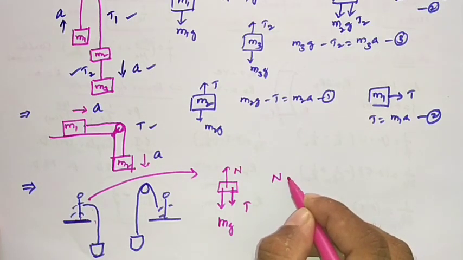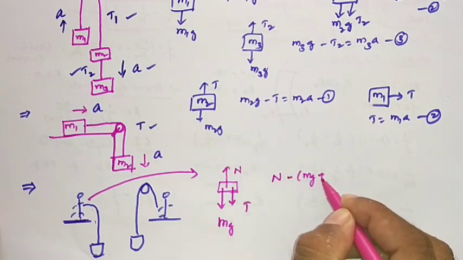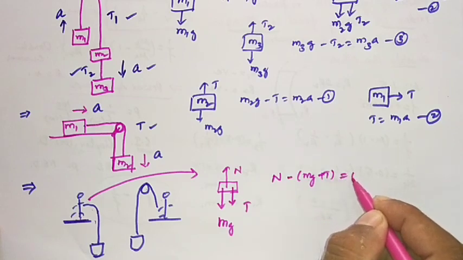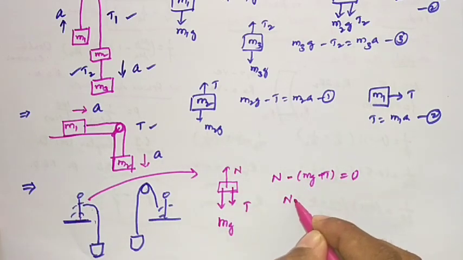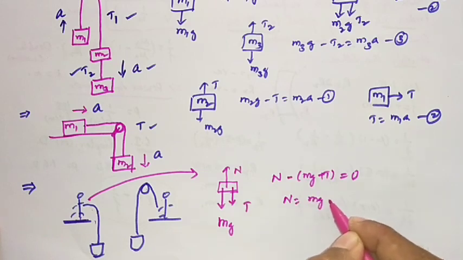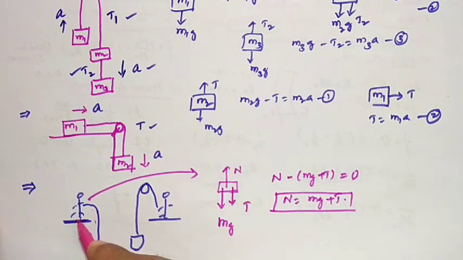N minus (mg plus T) is equal to 0, because there is no acceleration for the man. Therefore, in this case, N is equal to what? Mg plus T. Okay, remember this equation. Here, the normal force applied by the ground is equal to the weight of the man plus T. Okay, it is greater than the weight of the man. Yes or no?